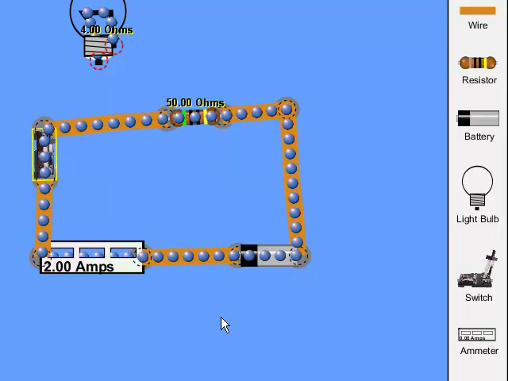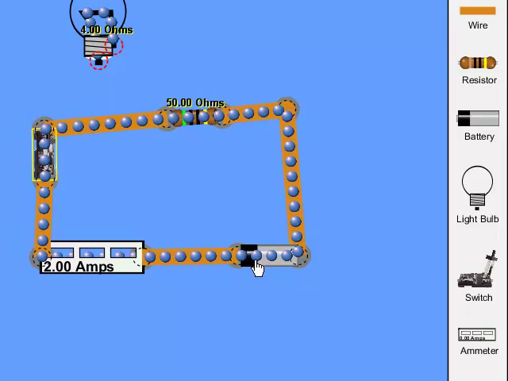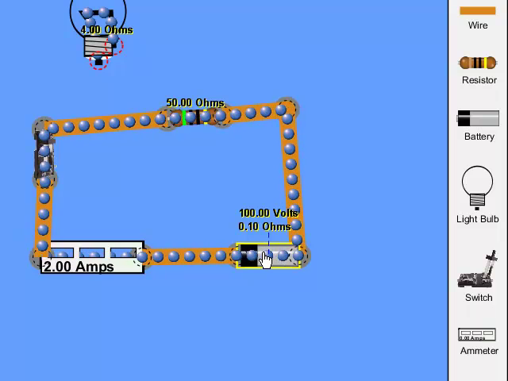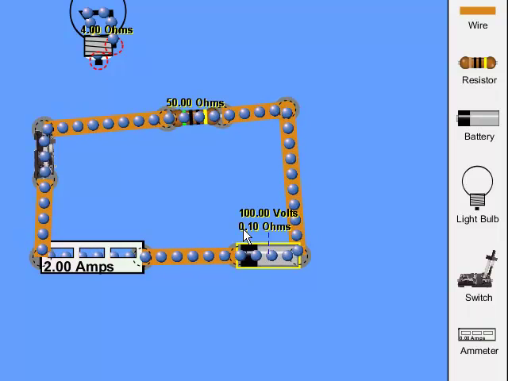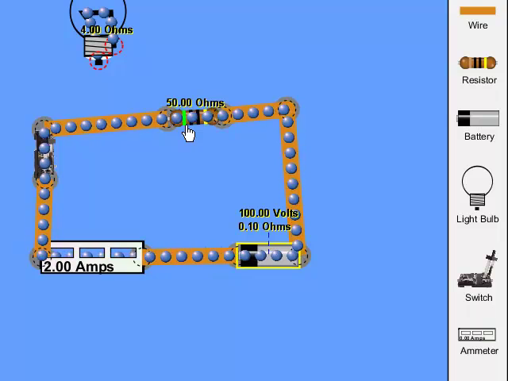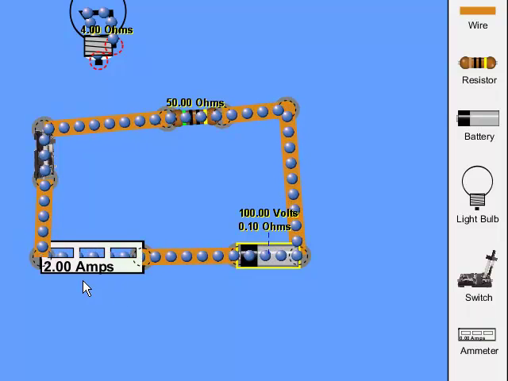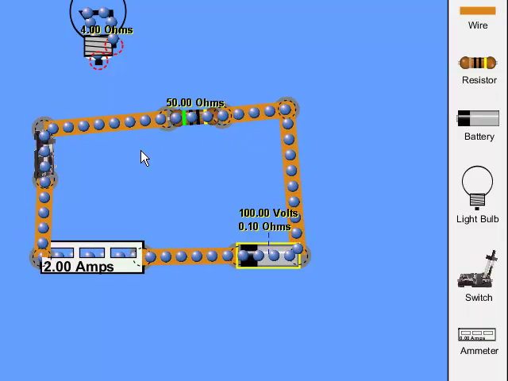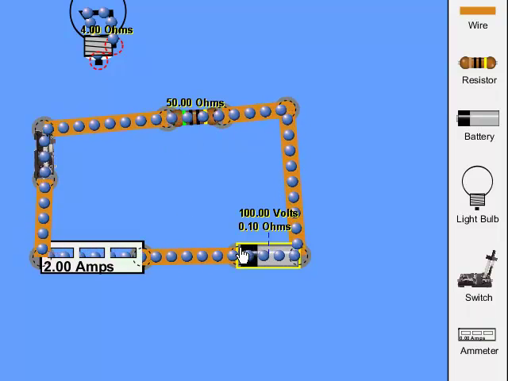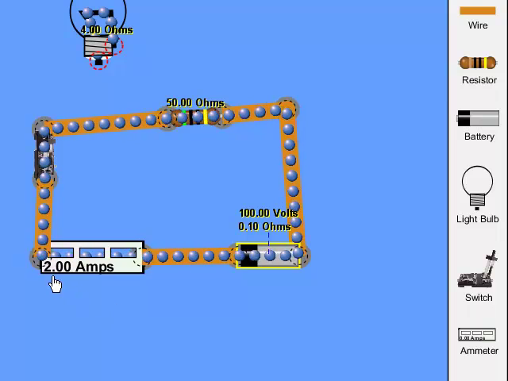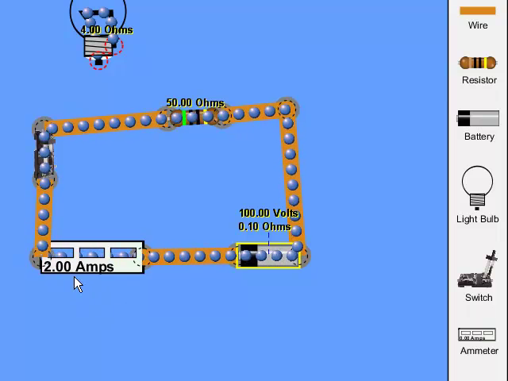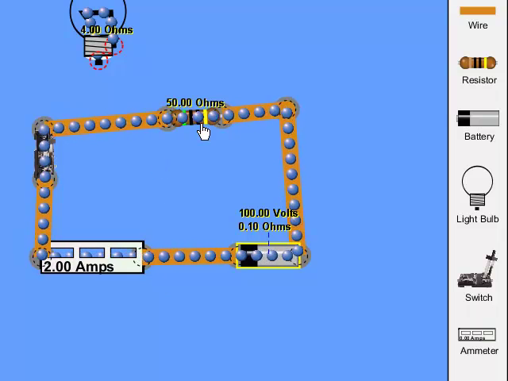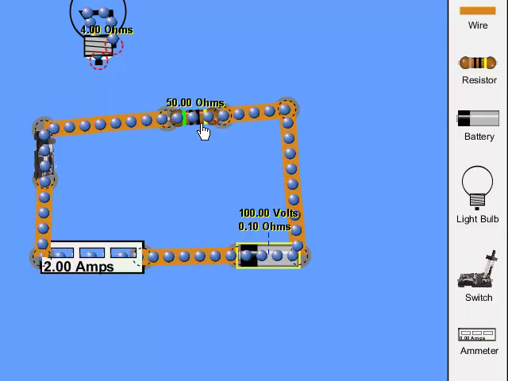And I come up with 2.00 amps, even though the battery has some internal resistance. It's so small compared to this 50 ohm resistor that it really doesn't affect the current. So it's really the resistor that is using up the power. And so, just as calculated before, 100 volts divided by 50 ohms is 2 amps. And then 2 amps times 100 volts is the 200 watts that are being used by the resistor.